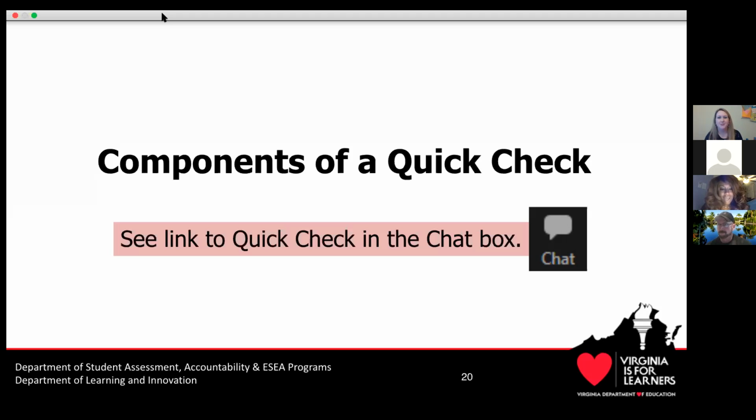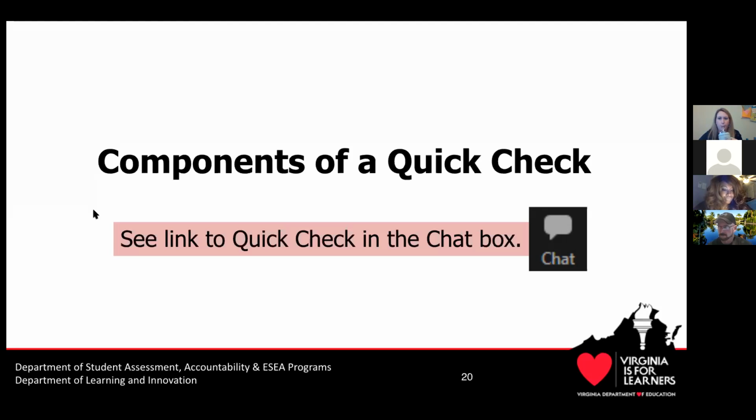And we're going to talk about the components of the quick check. At this point, you're going to be looking down on your taskbar at the bottom, in the chat box, and you're going to be receiving that. So we'll give you a moment to get there.